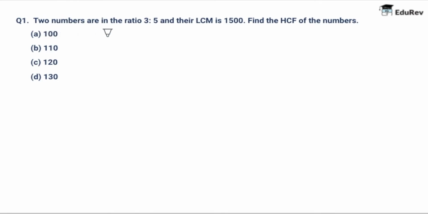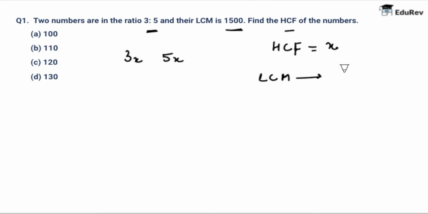Question number 1 states that two numbers are in the ratio of 3:5 and their LCM is 1500. So we need to figure out what the HCF is. Let the two numbers be 3x and 5x because they are in the ratio of 3:5. Hence the HCF is x using the formula, right? And the LCM is going to be 3 times 5 times x, and this is 15x.